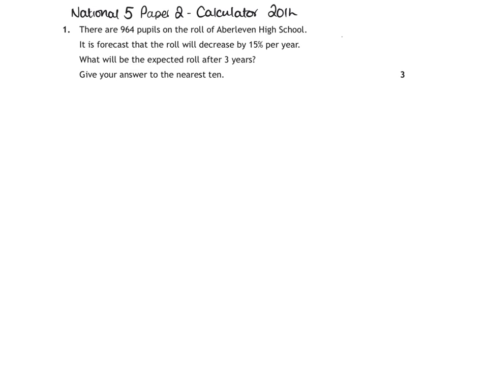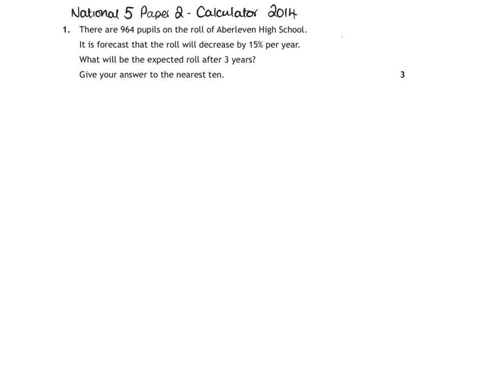So going now to look through the National 5 paper 2, so the calculator paper from 2014. Right, so question 1, we've been told that there are 964 pupils on the roll at Aberleven High School. The forecast is that the roll will decrease by 15% per year. So what will the expected roll be after 3 years? And we've been asked to give the answer to the nearest 10.